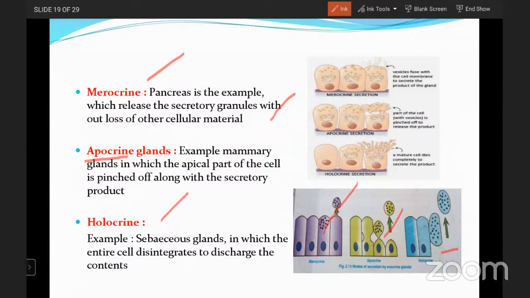Merocrine means without loss of cellular material. Apo means the apical part will be separated from that particular cell. Holo means the complete cell. So these are the three types of methods according to their secretory method. We give different names, and these are the pictures to identify them clearly. First one is the mero, this is the apo, and this is the holo. So these are the three types of methods.